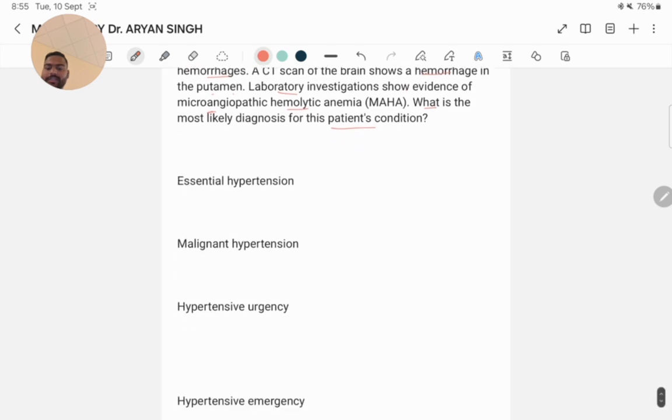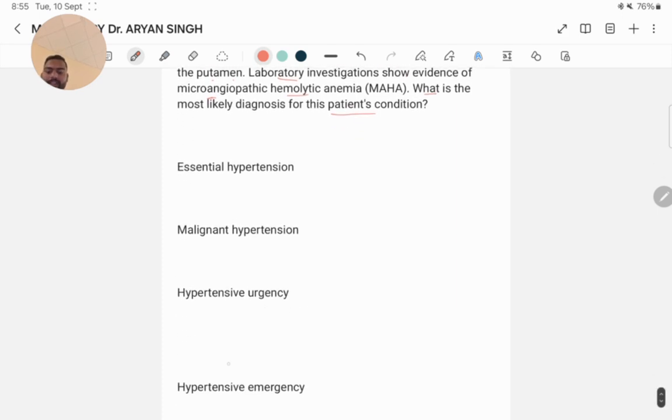Here the options are essential hypertension, malignant hypertension, hypertensive urgency, and hypertensive emergency. The correct option is option B, malignant hypertension. Malignant hypertension is characterized by severely elevated blood pressure along with end organ damage. The presence of retinal hemorrhage, intracranial hemorrhage in the putamen, and microangiopathic hemolytic anemia are all consistent with malignant hypertension. These are all the features of malignant hypertension.